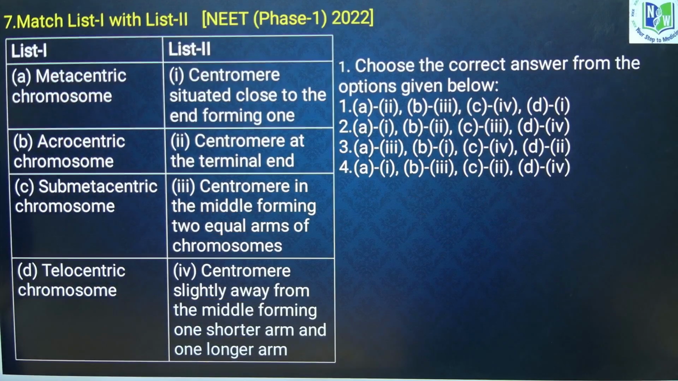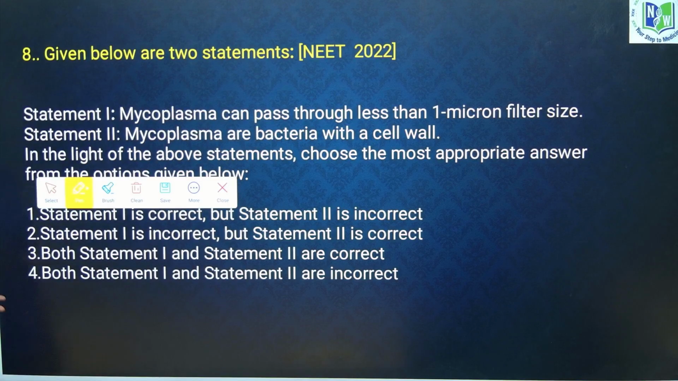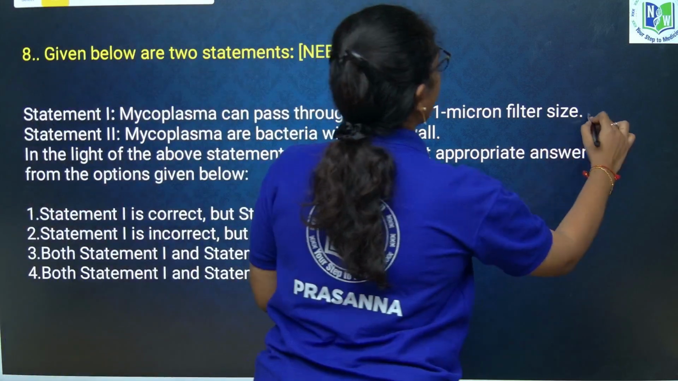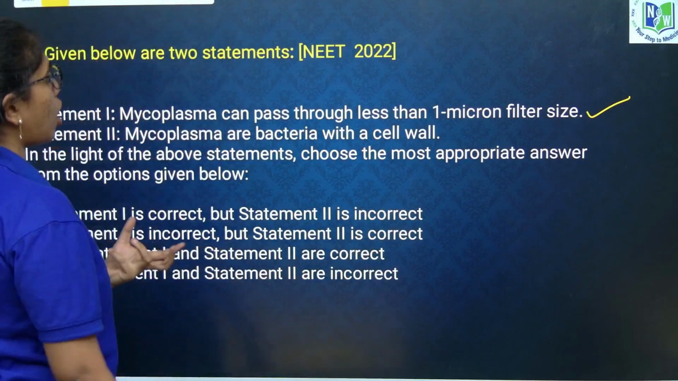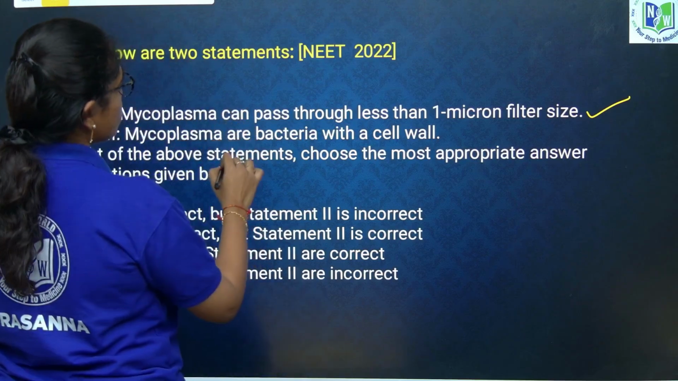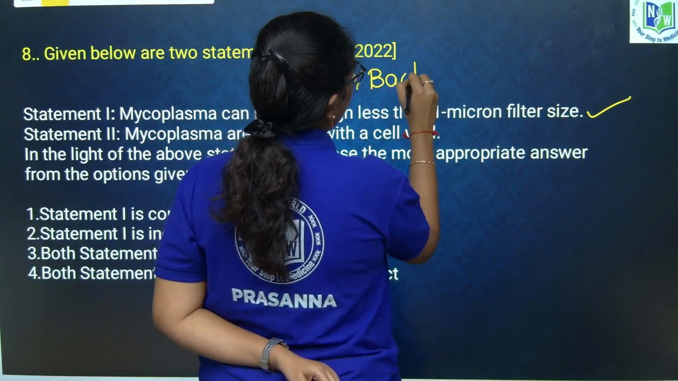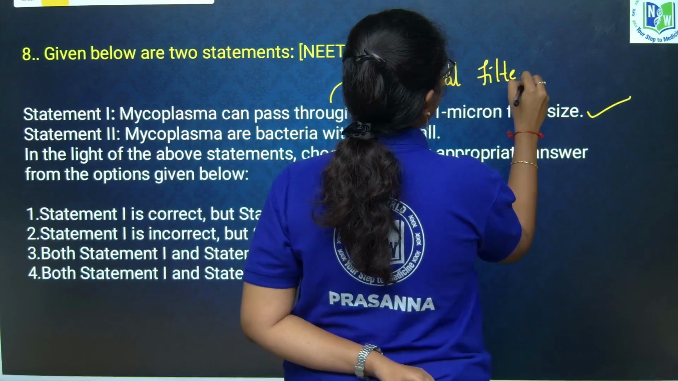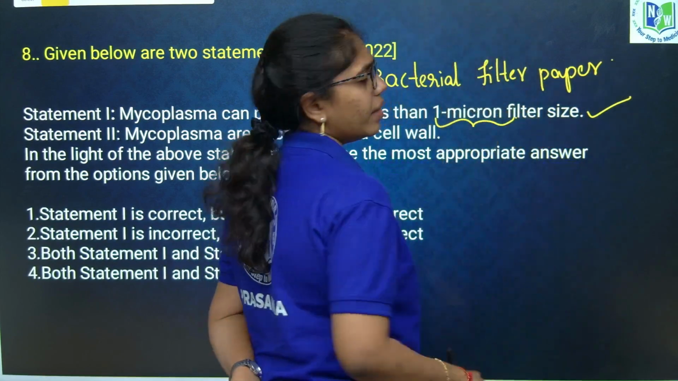Next question of 2022 only, which is statement based. It is regarding mycoplasma. Mycoplasma can pass through less than 1 micron filter paper. True, mycoplasma can easily pass through bacterial filter paper, which is a statement already in the NCERT. Bacterial filter paper is of 1 micron size.